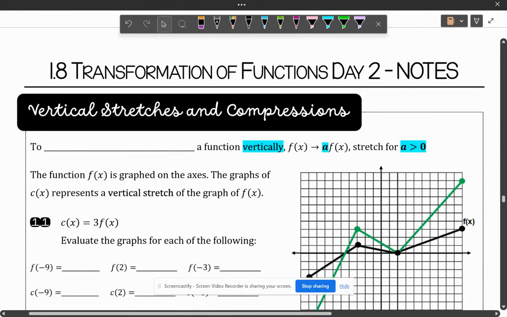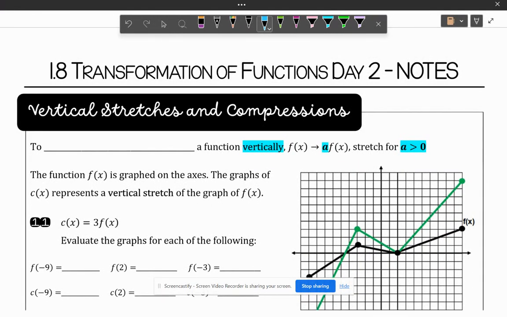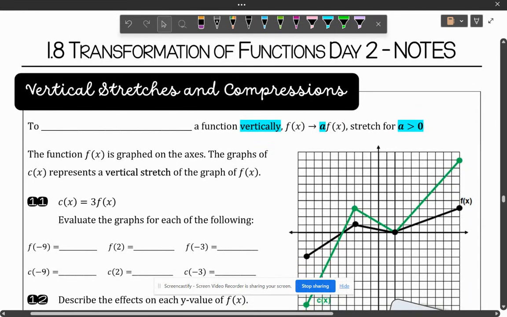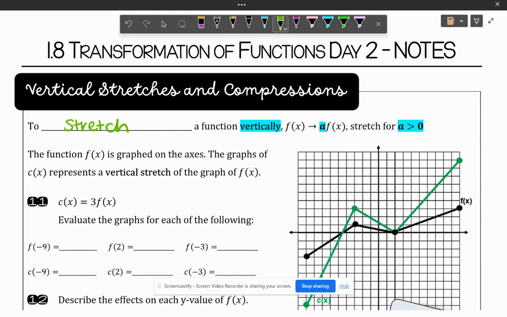Today we're going to be looking at some more transformations, mostly with stretching our functions both vertically and horizontally. So let's take a look. In order to stretch a function vertically, we're going to have an a value in front of our function, and it's going to be greater than 0.